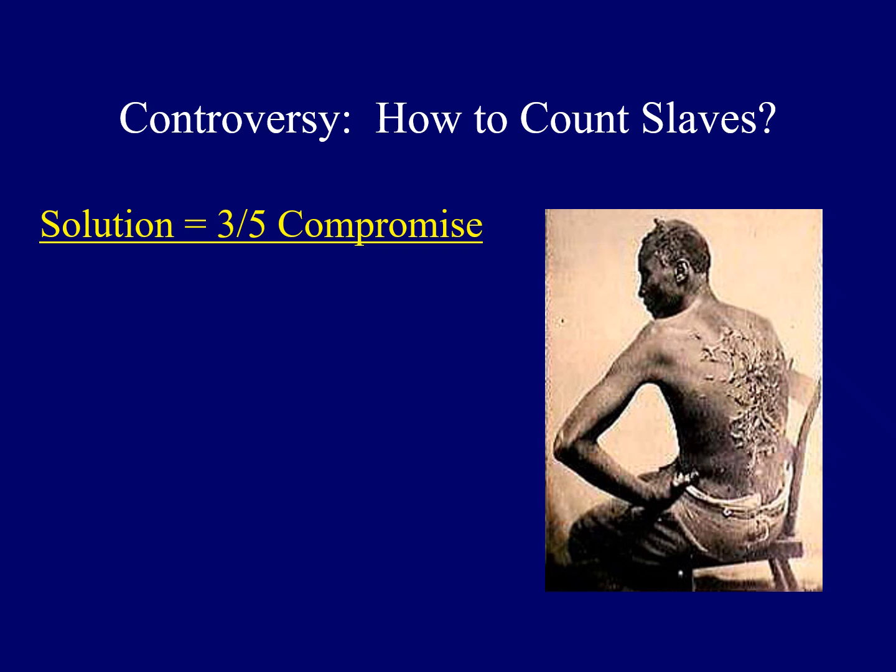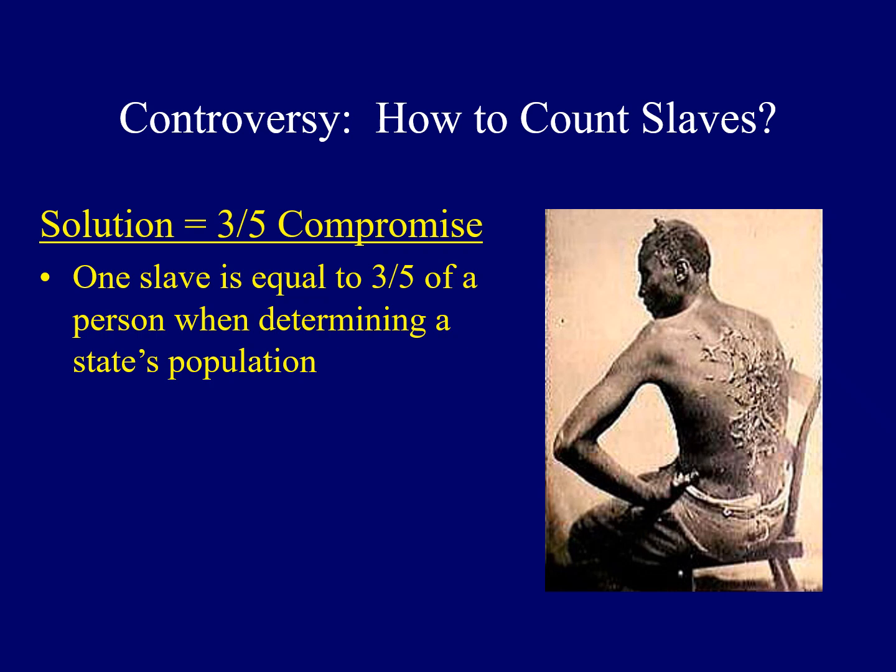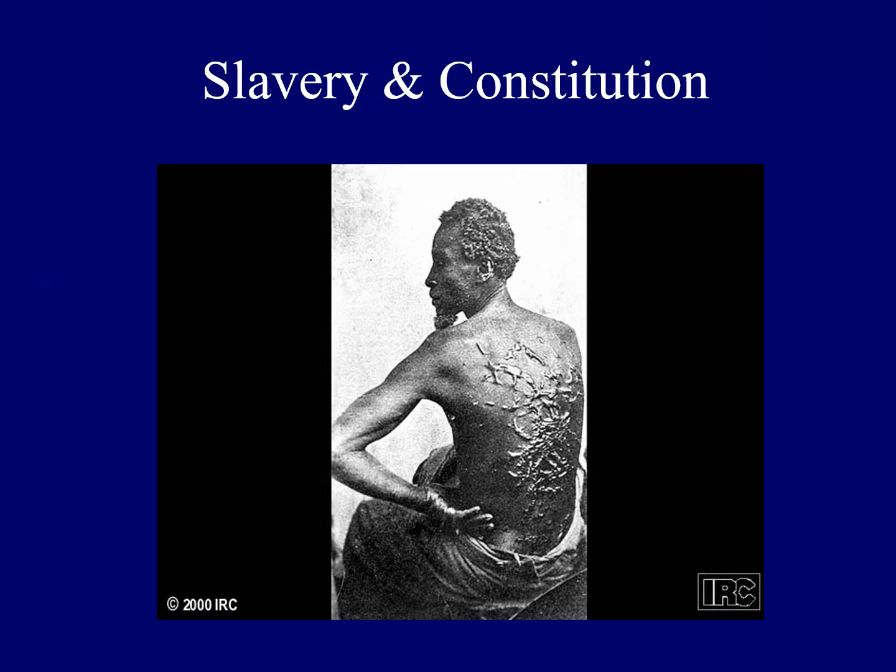The issue of slavery, too, was resolved by compromise. 55 of the so-called greatest minds in American history decided that when determining a state's population, 1 slave was equal to 3/5 of a person. Yeah, so-called greatest minds in American history.